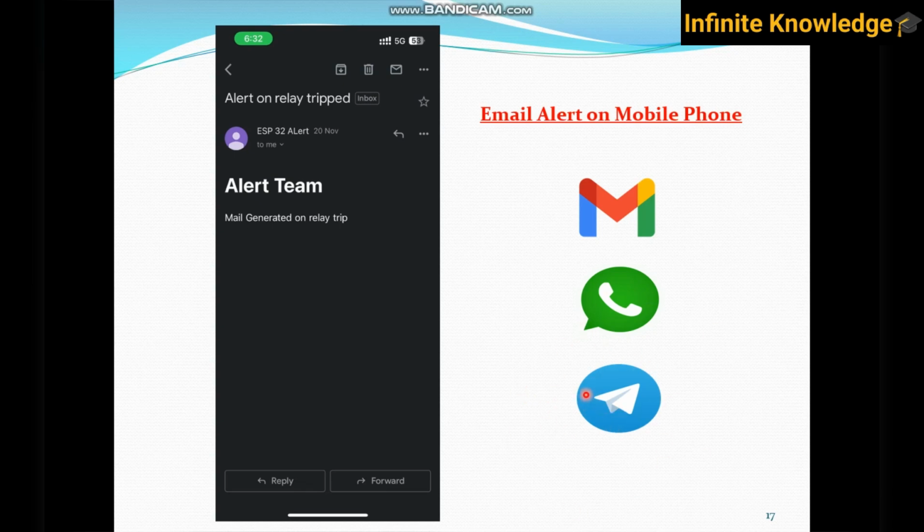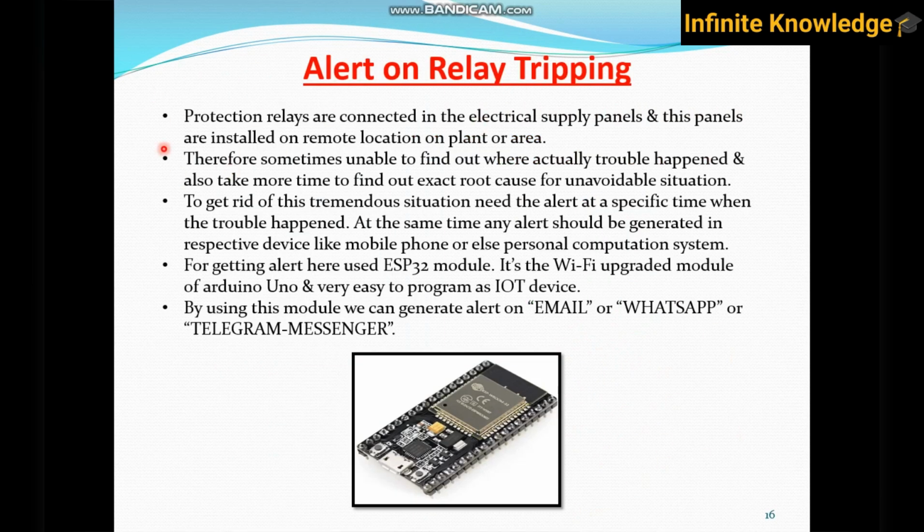You will get an email, a WhatsApp alert, or a Telegram alert, whatever you want. Why is an IoT relay required? Because electrical panels are installed in remote areas, so it is impossible to continuously monitor the system. To get rid of this situation, we have implemented the IoT device, which gives you instant alerts. Whenever any abnormality happens, at the same moment you get an alert on this media. So you will be alerted, check the system and resolve the problem as soon as possible. That's why the importance of this small device is very high.